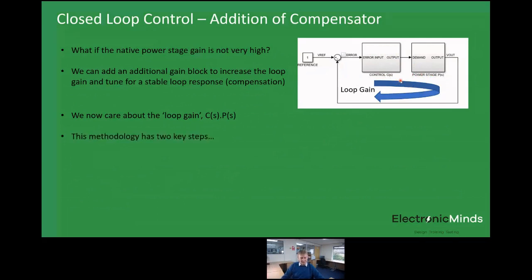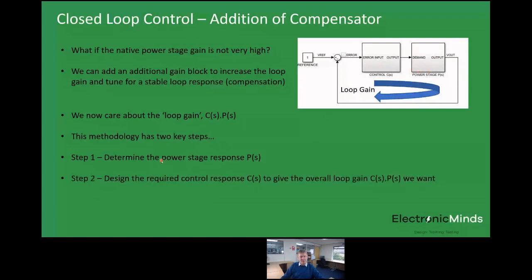Our methodology in stabilizing and designing our control loop and getting a stable system has 2 steps. Firstly, we need to know the power stage response, P of S, for a given set of conditions, because otherwise you can't design the control response. Then we design the required control response to give the overall loop gain that we want, to provide a stable system and high gain at low frequencies, all those sorts of things. That's the methodology. It's a 2-step approach, and it sounds quite simple, but there's actually a fair amount of work involved in those 2 steps.